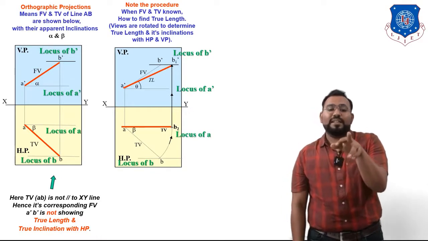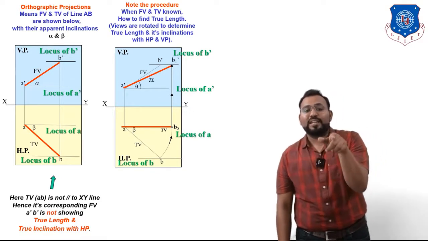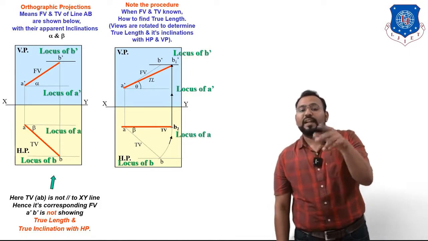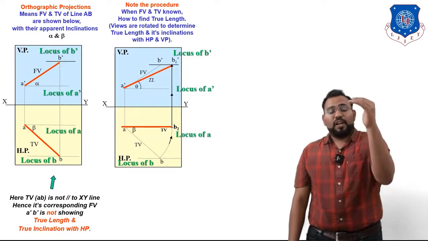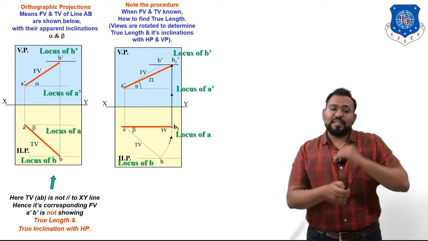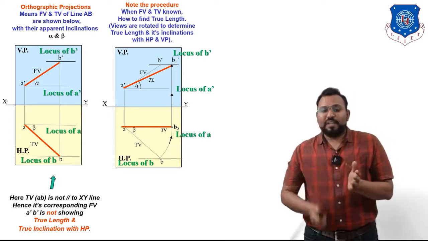We write angle theta there, because A dash B1 dash is showing the true length, and if the front view is showing a true length, we write angle theta there. So from front view and top view, this is how we can find the true length. You can do this in reverse as well. Okay, so you can do it this way.